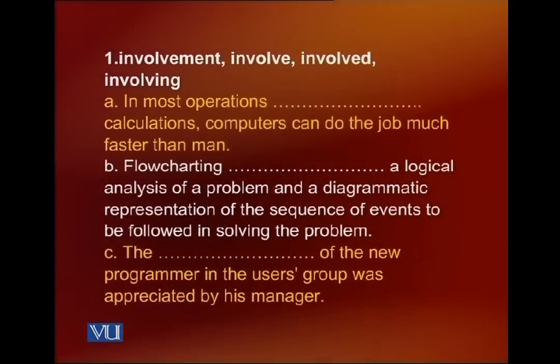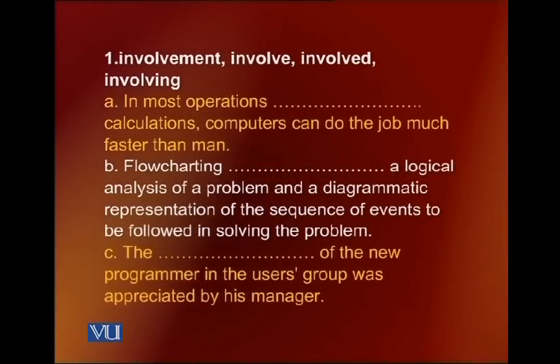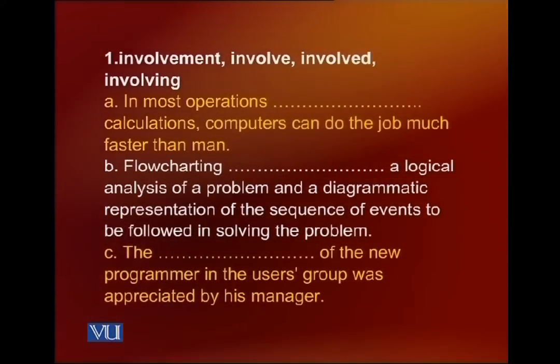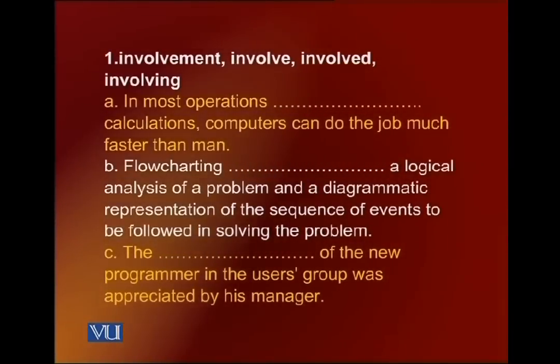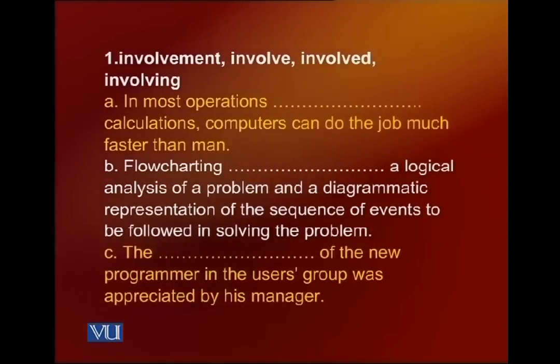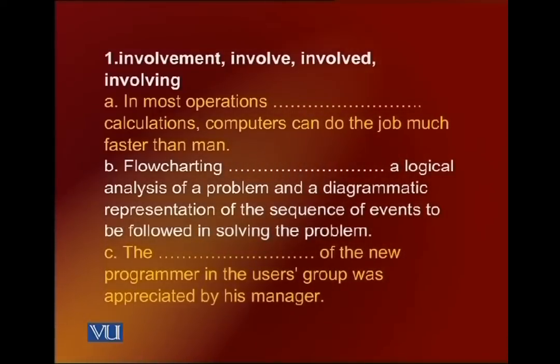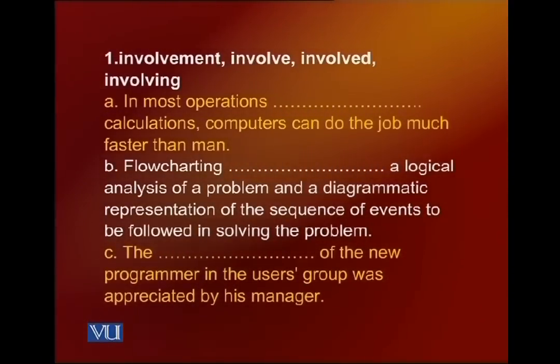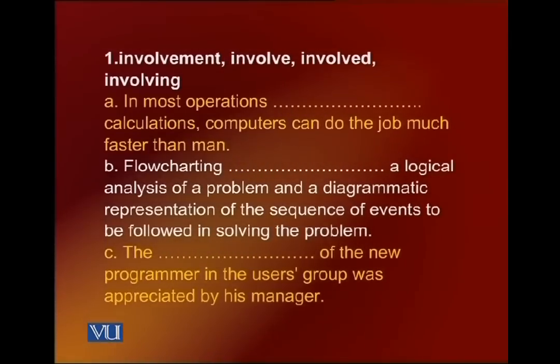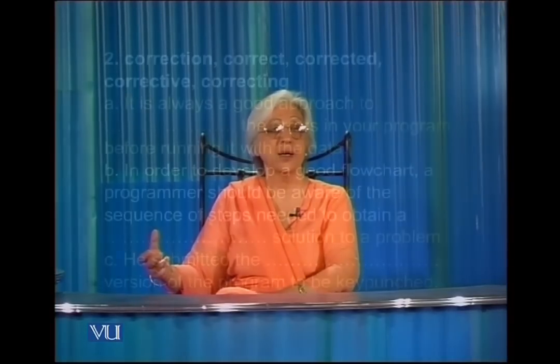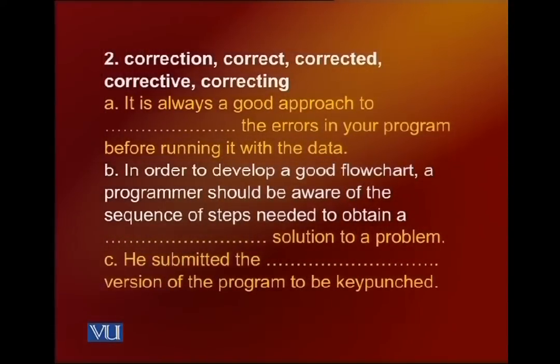Right. B, flow charting, dash, a logical analysis of a problem and a diagrammatic representation of the sequence of events to be followed in solving the problem. And the word is involves. C, the dash of the new programmer in the user's group was appreciated by his manager. The correct word would be the involvement of the new programmer in the user's group was appreciated by his manager. The next group of words are correction, correct, corrected, corrective, correcting.